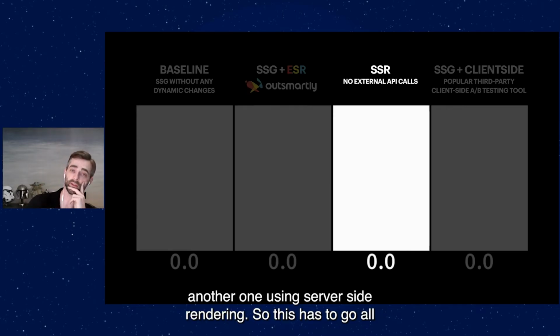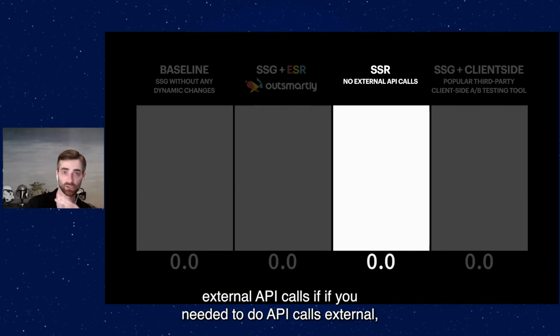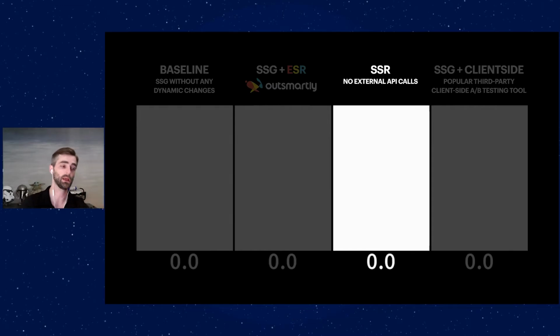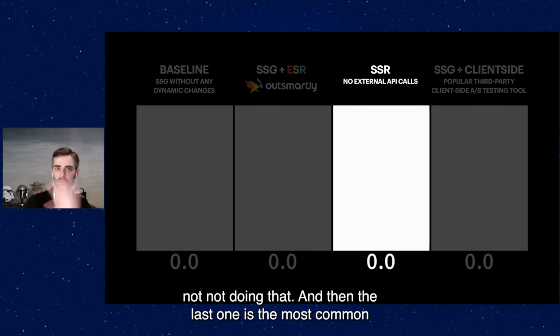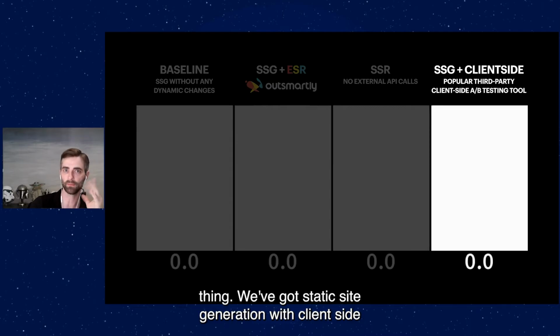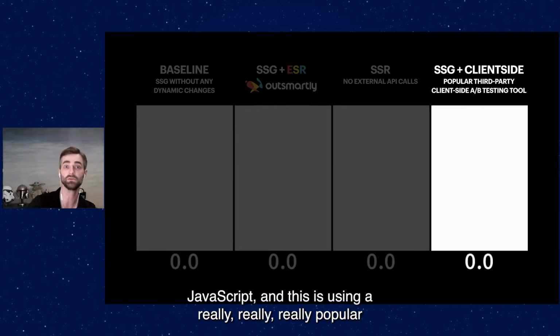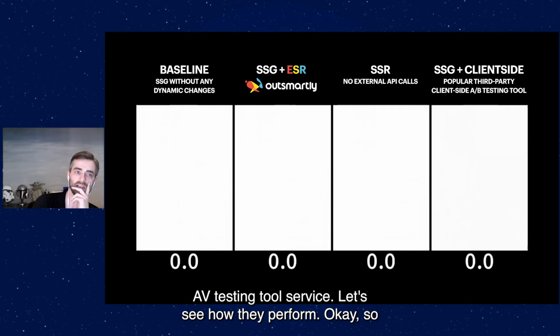We've got another one using server-side rendering, so this has to go all the way to your origin, right? And this doesn't make any external API calls. If you needed to do external API calls, that could actually slow things down even further. But this was not doing that. And then the last one is the most common thing. We've got static site generation with client-side JavaScript. And this is using a really popular A/B testing tool service. So let's see how they perform.